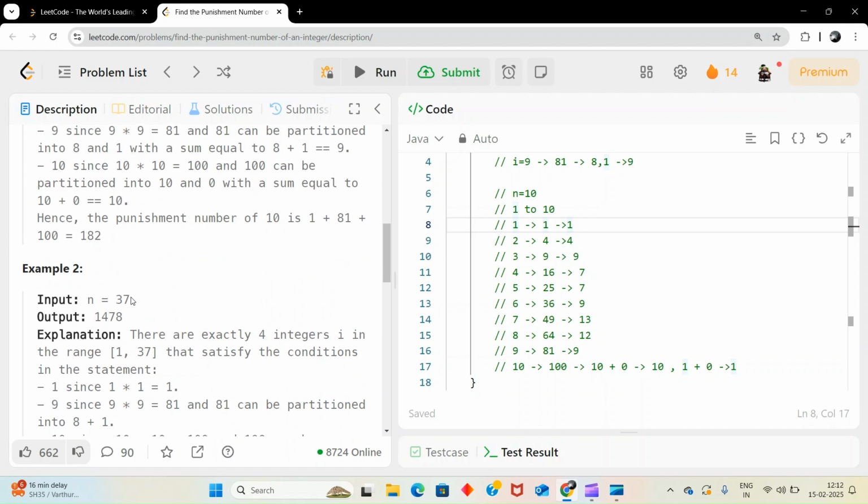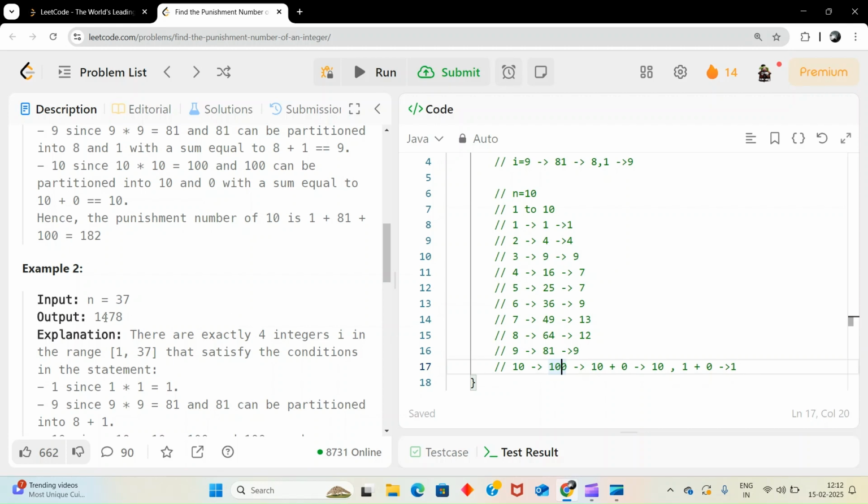For 37, here it was only two digits, so we can make only one cut. If we have a three digit number, we can make two cuts. Here you can see the two cuts I made, here and here. But if we have four digits, then we can make three different cuts. So let's see this example.